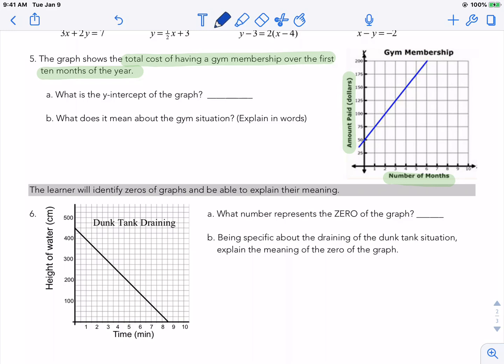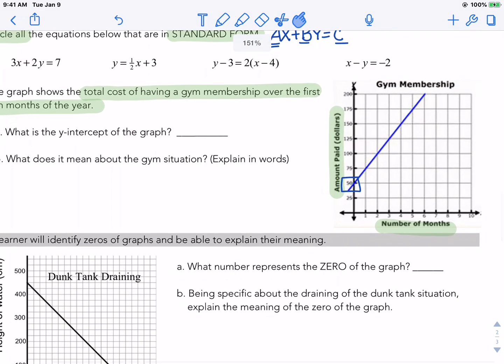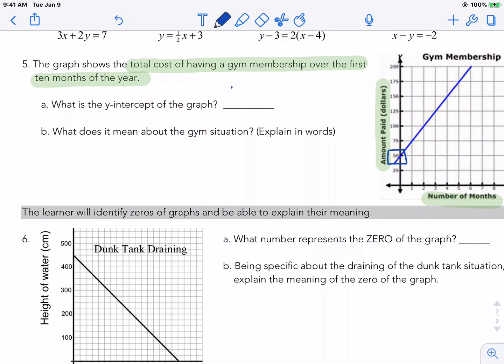So the y-intercept of the graph you want to locate. I'll blow that up really big for a second. Looks like it's at 50. So 0, 50. And the way that we suggested you explain what these things mean for any of these graph ones is put their labels. This is 0 in months because it came from the x-axis. This is money paid to the gym.